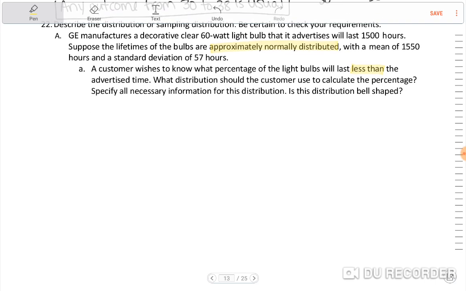Is this distribution bell-shaped? Well, I would say it is bell-shaped. I mean, it tells me that it's approximately normally distributed. So, let's see. What would we say here? Customer wishes to know the percentage of light bulbs.